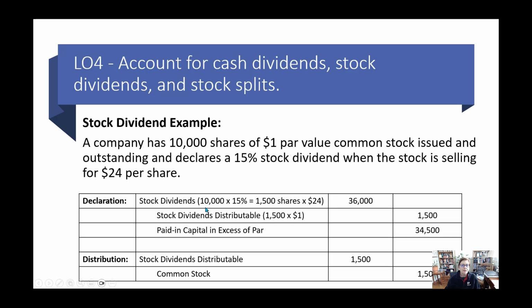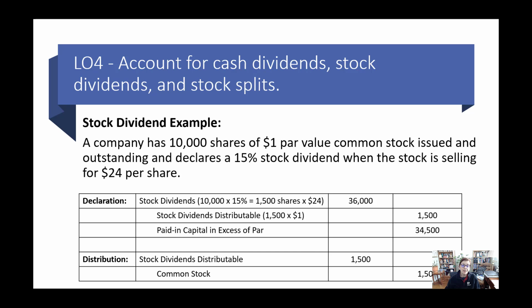Okay? So the company is going to debit stock dividends for the 10,000 times the 15%, which is 1,500 shares, times the market price right now, which is $24 per share. So that gives us a $36,000 debit. Stock dividends distributable is credited for the par value of the shares that are going to be issued. So that's 1,500 times 1. And then the rest goes into paid-in capital in excess of par.